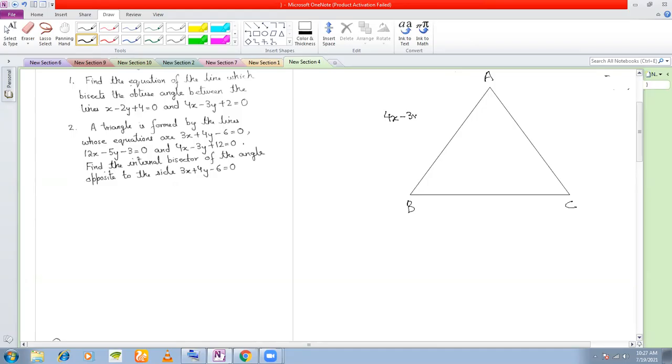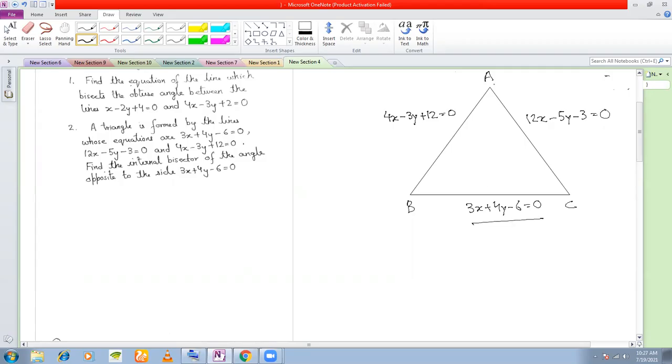4x minus 3y plus 12 is equal to 0. Let us take this as the equation of AB. Equation of BC, let us take this as 3x plus 4y minus 6 is equal to 0. And equation of AC, let us take this as 12x minus 5y minus 3 is equal to 0. Okay. Now the question here is find the internal bisector of the angle opposite to the side 3x plus 4y minus 6.